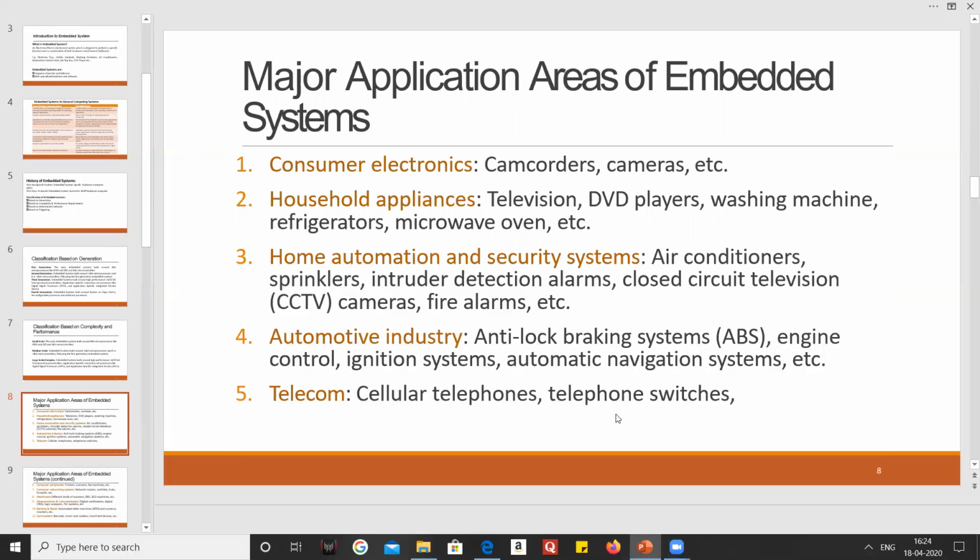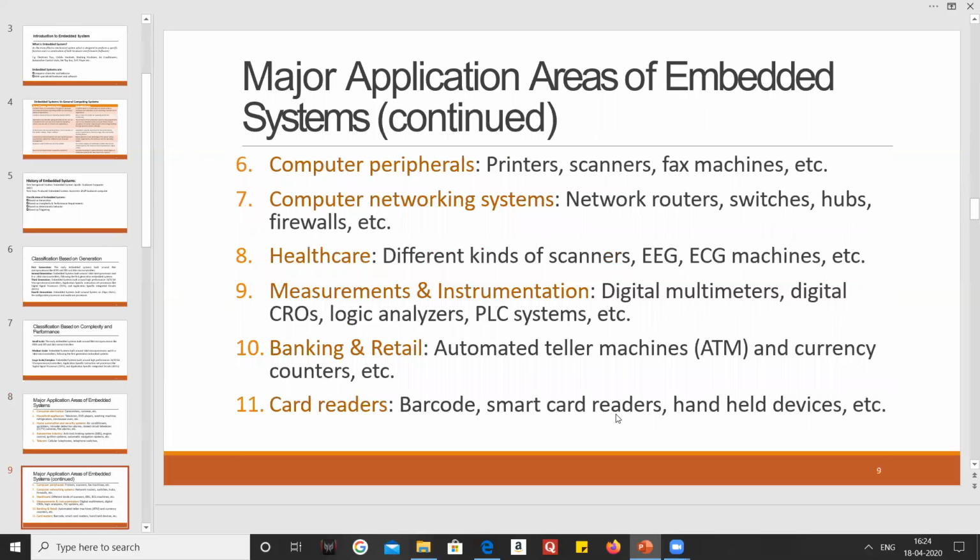So let's see further in the next slide. We are also making printers, scanners, and fax machines, and in those also we embed microcontrollers. And in networking systems, routers, switches, hubs, and firewalls, where decision making is involved, all of that has an embedded controller inside. Healthcare systems like scanners and EEG, which is mainly used to capture brain signals, and ECG, which all of you know is mainly used to see the heart rate.